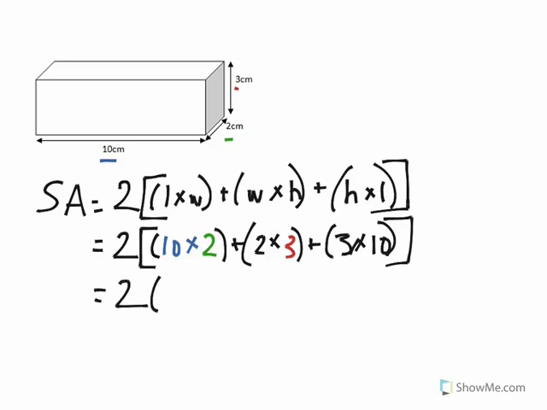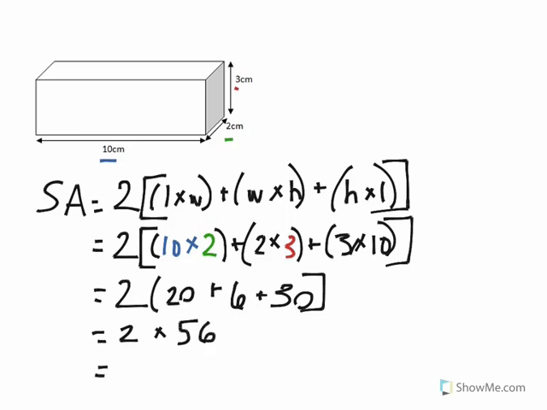So now let's do the multiplication. 10 times 2 is 20, 2 times 3 is 6, and 3 times 10 is 30. And so now we're going to add them all together. So 20 plus 6 is 26. 26 plus 30 is 56. And when we double 56, we have 112.